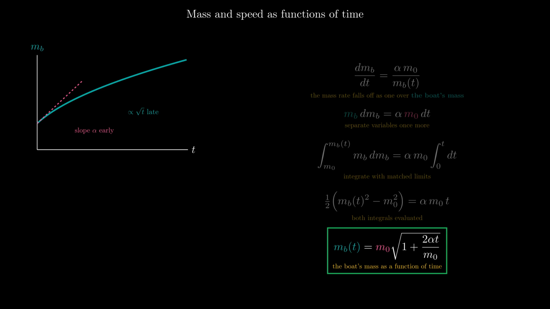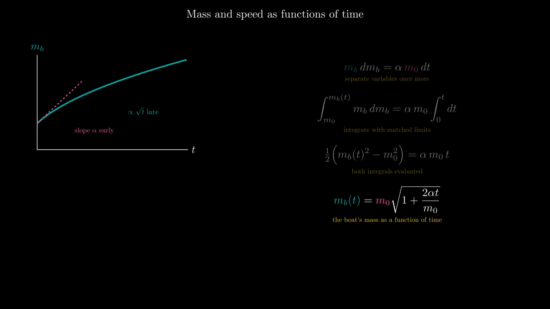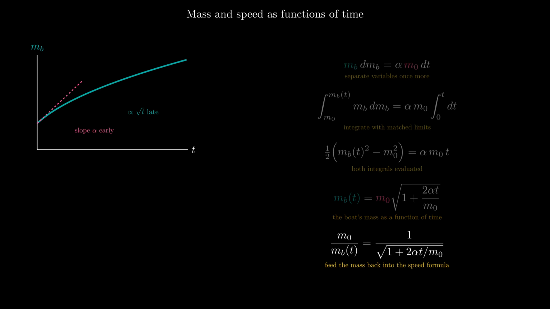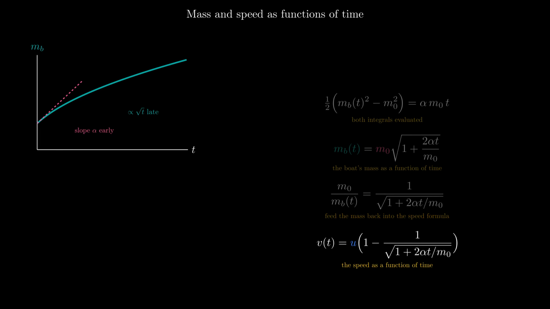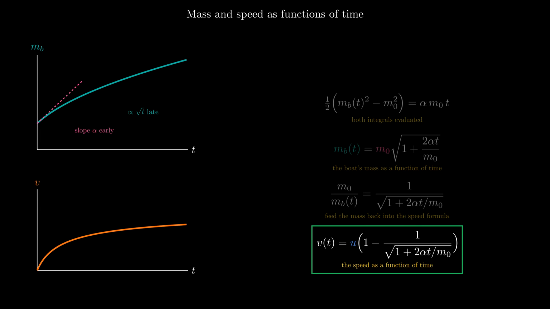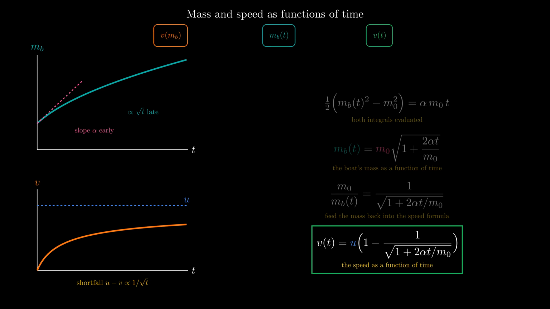Finally, feed this mass back into the speed formula. m0 over m sub b of t is 1 over that square root. So v of t equals u times 1 minus 1 over the square root of 1 plus 2 alpha t over m0. At t equals 0, the speed is 0. As t grows, the square root grows without bound, and v creeps toward u, but slowly, at the pace of 1 over the square root of t, precisely because the intake that drives the boat is choked by the boat's own escape. Speed versus mass, mass versus time, speed versus time.